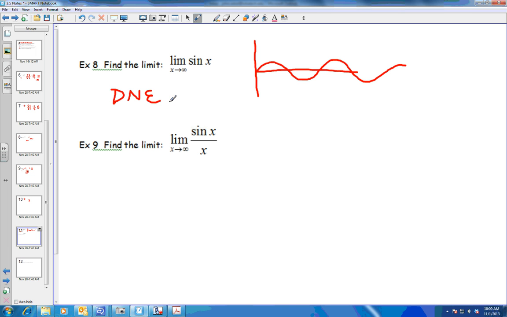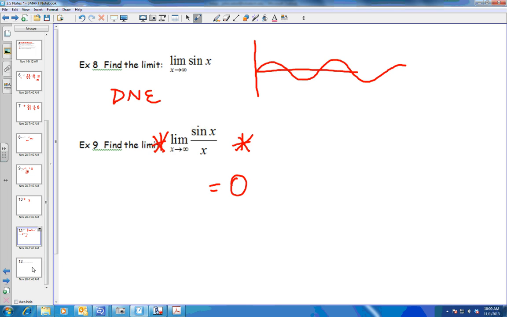Now, example 9, this is a special trig limit. The limit as x approaches infinity of sine x over x. Okay, I meant to have the graph of this, but I don't. If I were to graph this, okay, this is a special trig function. The limit as x approaches infinity of sine x over x will always be 0. And they use what they call the sandwich theorem on this. But that's one of those that you probably are just going to have to memorize.